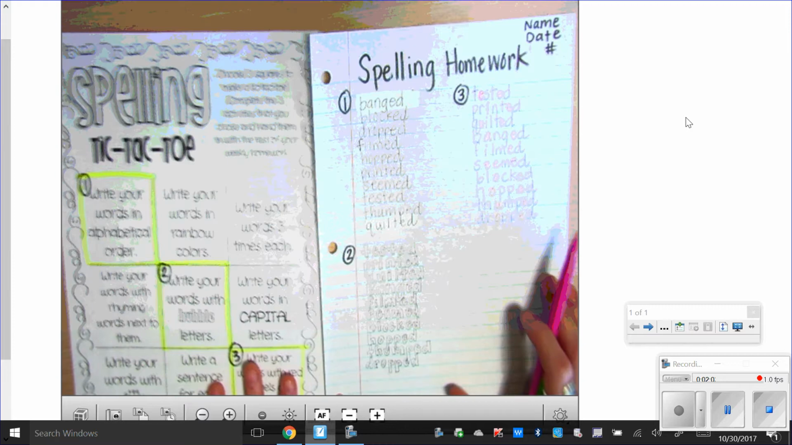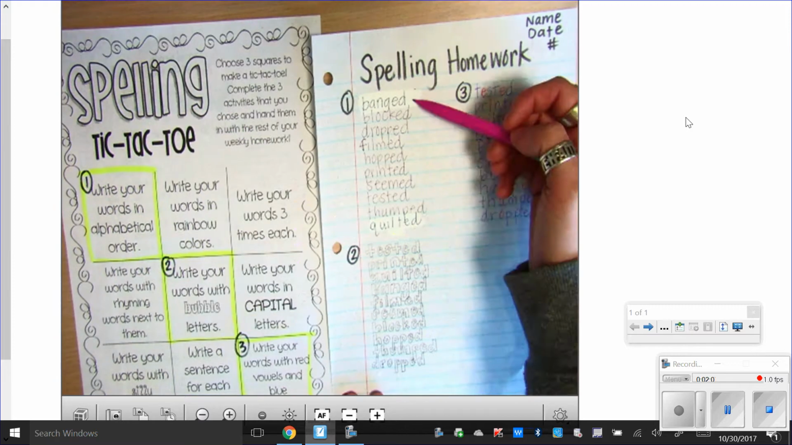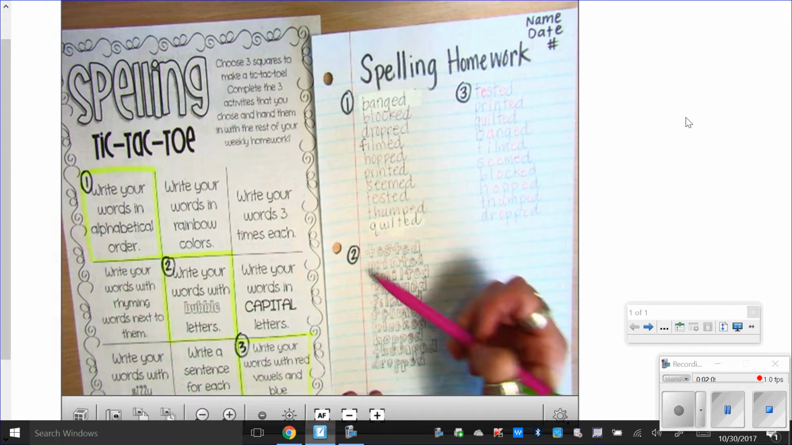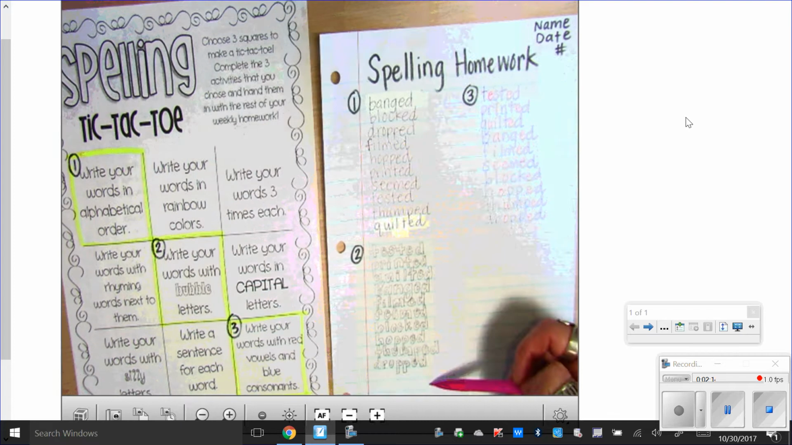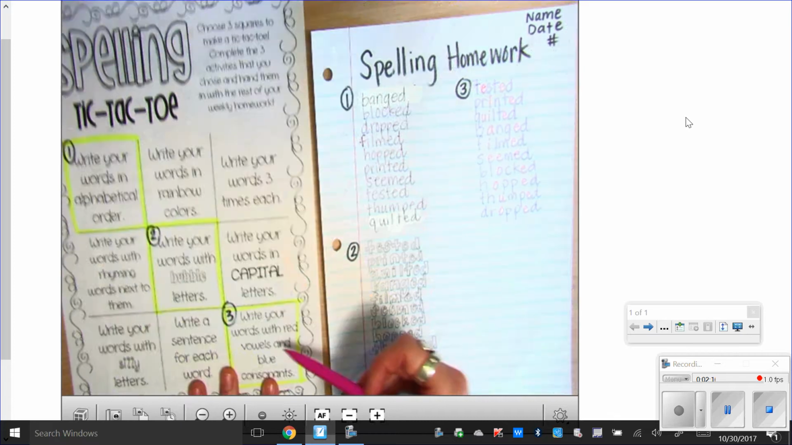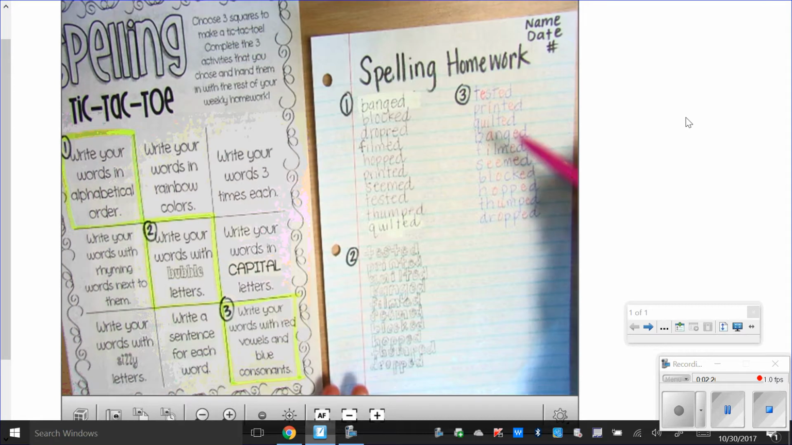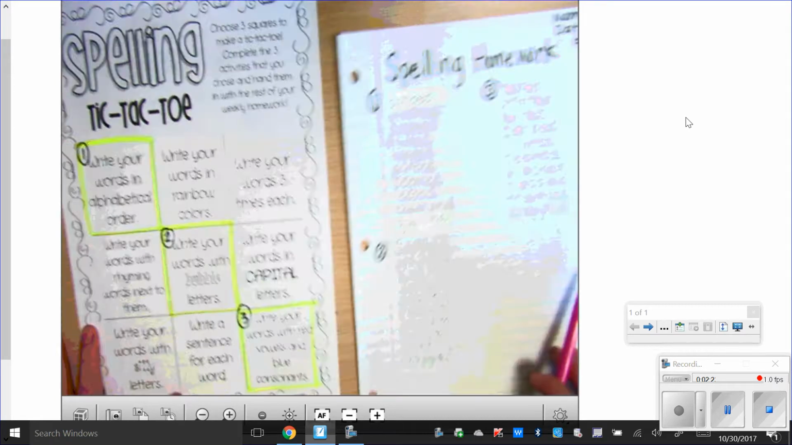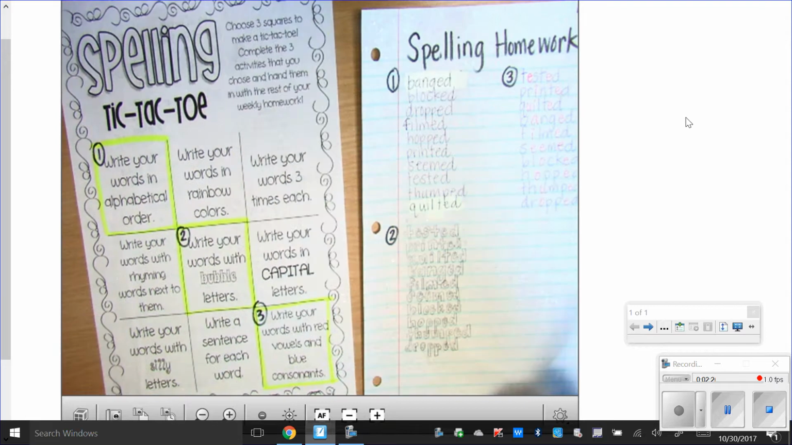Number 1 says write your words in alphabetical order. I did that here. For number 2, write your words in bubble letters. I did that here next to my number 2. And number 3, write your words with red vowels and blue consonants. I did that here. Now, your child does not have to pick these exact squares. They can pick different ones.